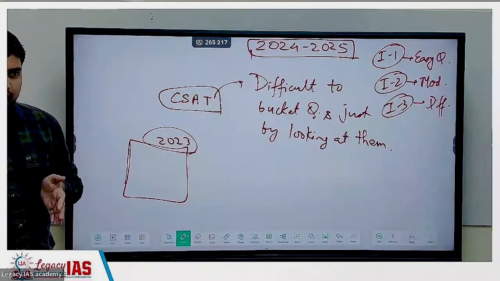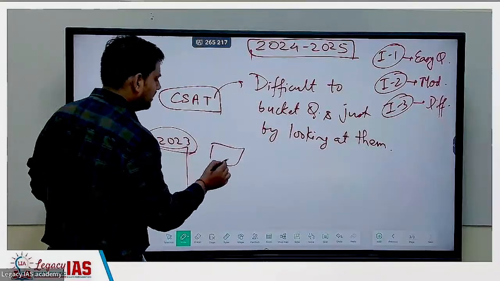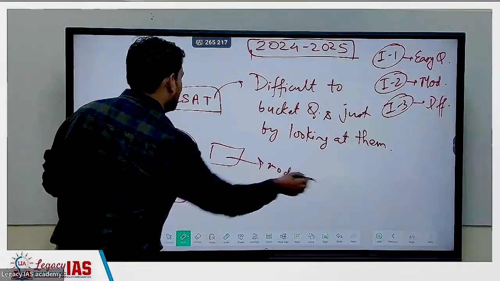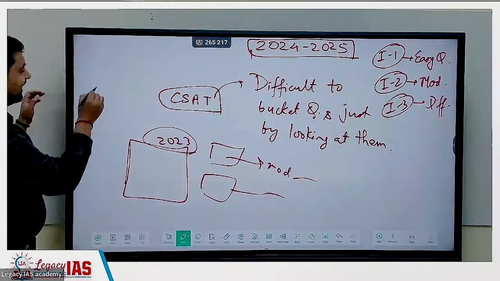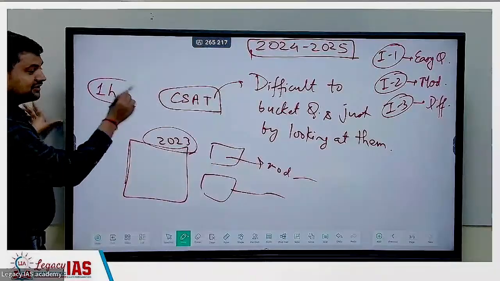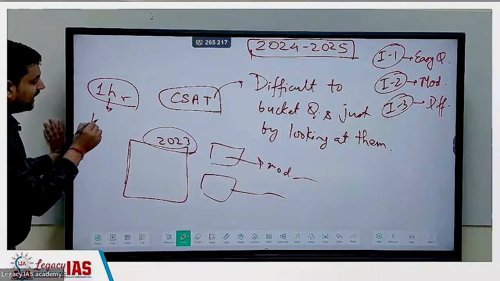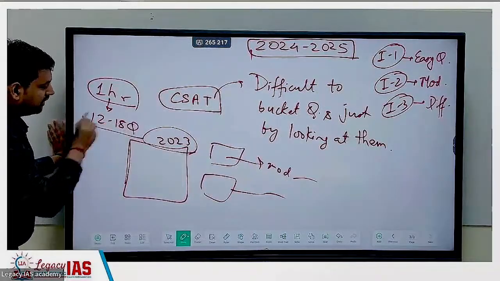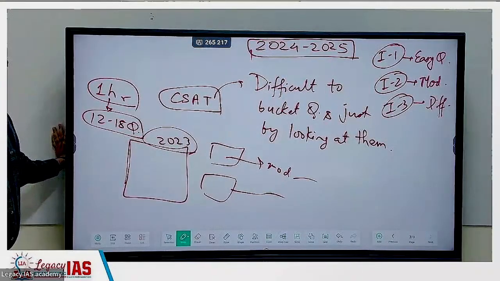So in 2023, what happened? They kept bucketing it. Oh, let me try this. Oh, no, no, no. Yeah, this is a moderate one. I'll do it later. This is also a moderate one. I'll do it later. After 1 hour, this is the actual situation that happened with so many people. They realized they had done 12 to 15 questions only, and everything other than that felt moderate or difficult to them.